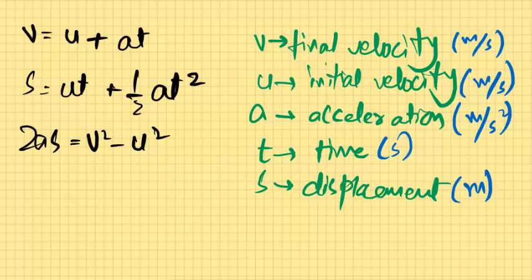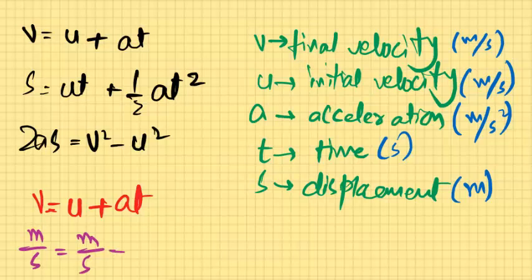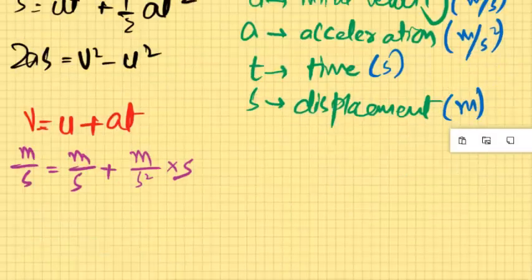So first of all, I am going to start off with v equal u plus at. Now you see, v is final velocity, so in place of v I will write meters per second. u is initial velocity, so I will write again meters per second as the SI base unit of u. Now acceleration is meters per second square, and time is seconds. Alright, so in place of time I will write seconds, in place of acceleration I will write meters per second square, in place of u I will write meters per second, and in place of v I will write again meters per second.